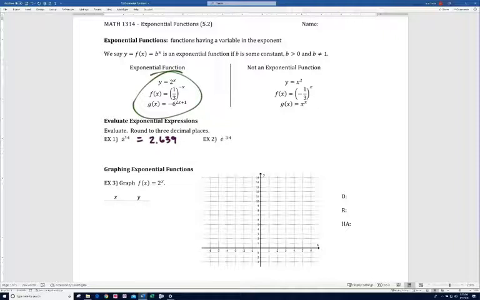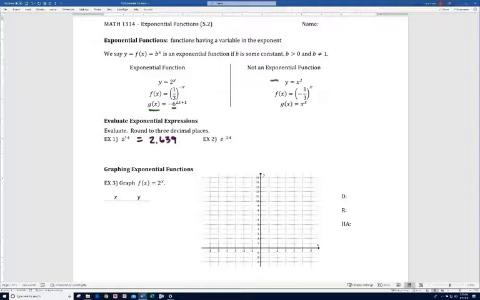Let's look at this last one, g here. Be careful here. The base is actually just the 6. It's not negative 6. So basically you're taking 6 to the 2x plus 1 power and then you're applying the negative. And so that is considered an exponential function.